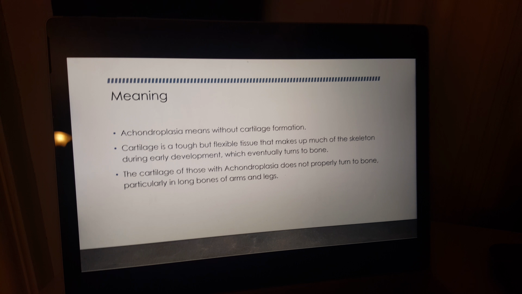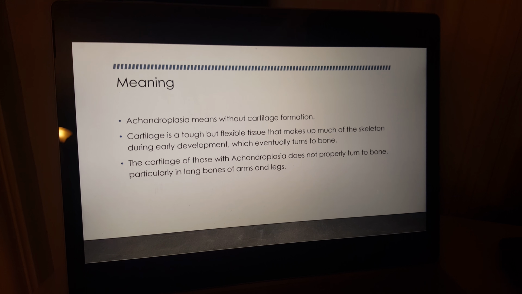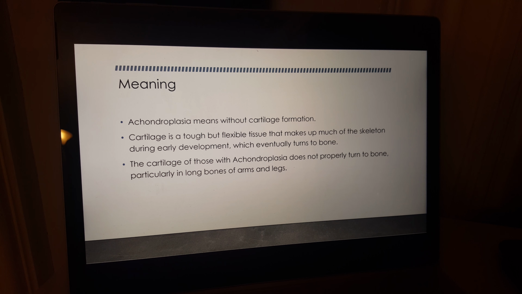Achondroplasia. Achondroplasia means without cartilage formation. Cartilage is a tough but flexible tissue that makes up much of the skeleton during early development, which eventually turns to bone. The cartilage of those with achondroplasia does not properly turn to bone, particularly in long bones of arms and legs.